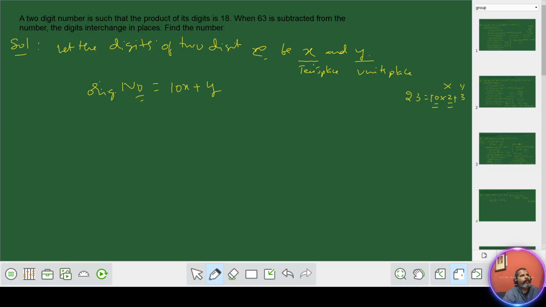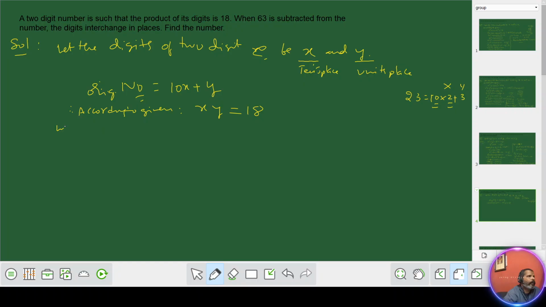Let's read the question again. A two-digit number is such that the product of digits is 18. Digits we assumed x and y. Therefore, according to the given, product of digits xy is 18. Okay. Now read further. When 63 is subtracted from the number, when they say number, it's the original number. We have written it 10x plus y. When 63 is subtracted from the number, digits interchange the places. Okay. Now what is the new number when we interchange the digits?